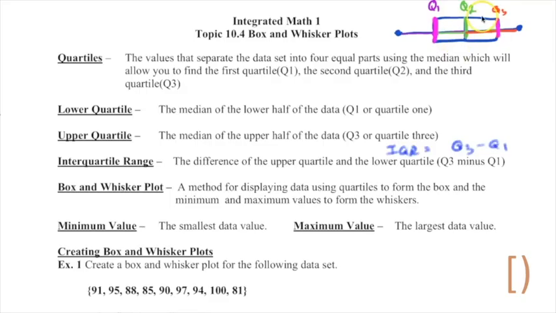That's where 50% of your data falls, the middle 50. That's an important part of the data. That's the middle part of your data, the middle 50% of your data. And you find that by doing Q3 minus Q1.